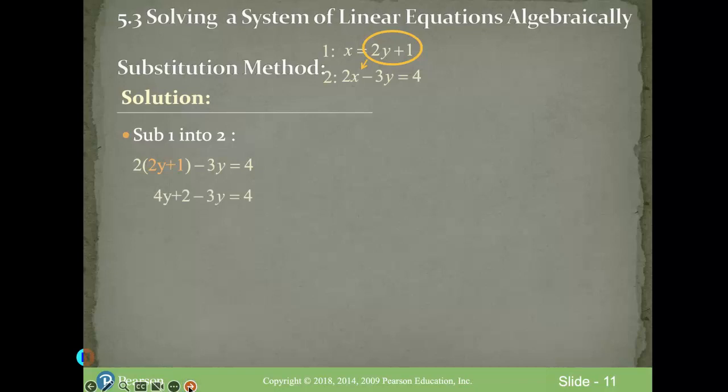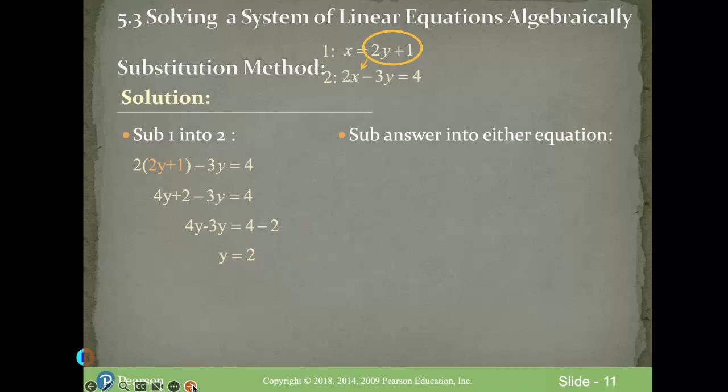So you distribute the 2. You can then subtract this constant 2 from both sides. Combine the like terms that are on left and right sides separately. So 4y minus 3y becomes y, and 4 minus 2 becomes 2.